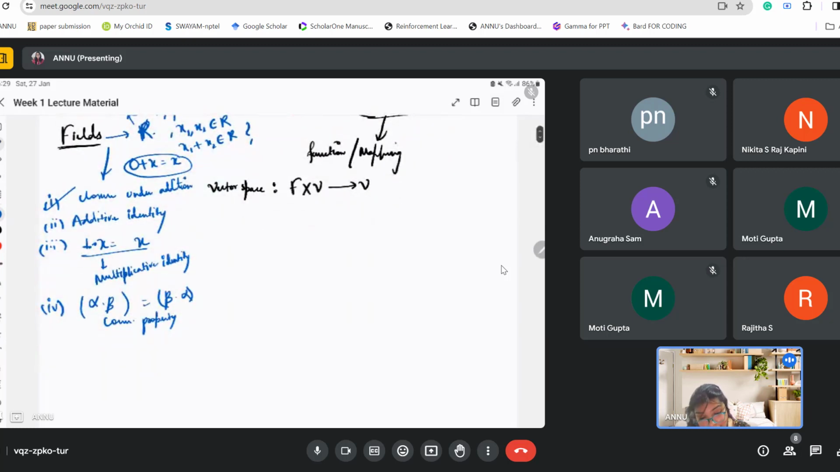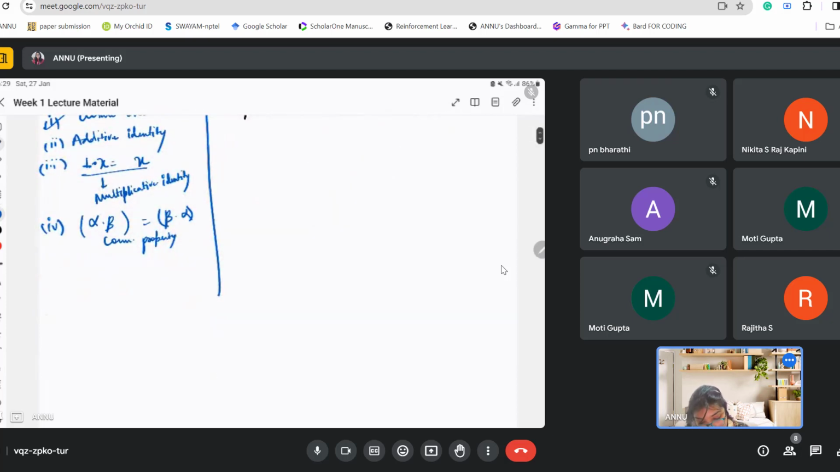I'm telling you about fields. Vector space is a different thing. First let's understand the field. Then there is the associative property: for alpha, beta, gamma, alpha times beta times gamma equals alpha times beta, then times gamma. Similarly, alpha plus beta plus gamma equals alpha plus beta, plus gamma. This is the associative property.